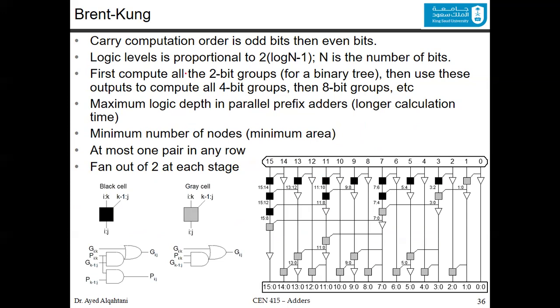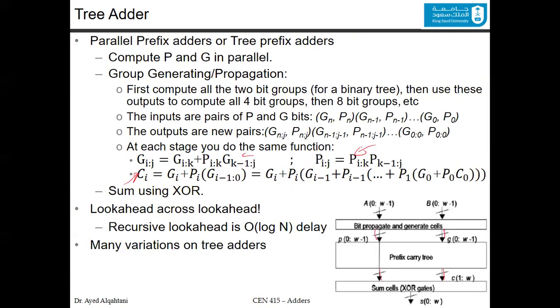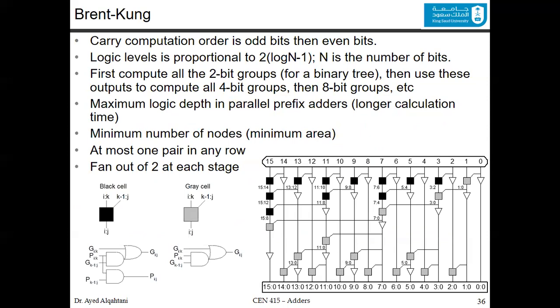For the rest of the talk, we will talk only about the prefix carry tree, or the tree adder. What we did here is that the carry computation order is odd bits, then even bits. So you have odd and then even. The logic levels are proportional to 2 log n minus 1, where n is the number of bits.